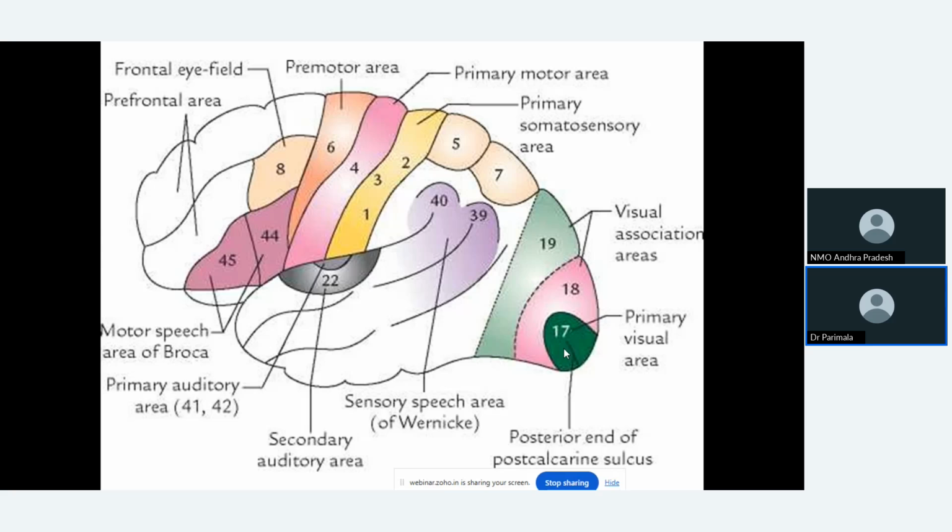18 and 19. Then the temporal lobe. This is the superior temporal gyrus. The superior temporal gyrus upper surface, not the lateral surface, the superior surface of the superior temporal gyrus, has the primary auditory area, area number 41 and 42.